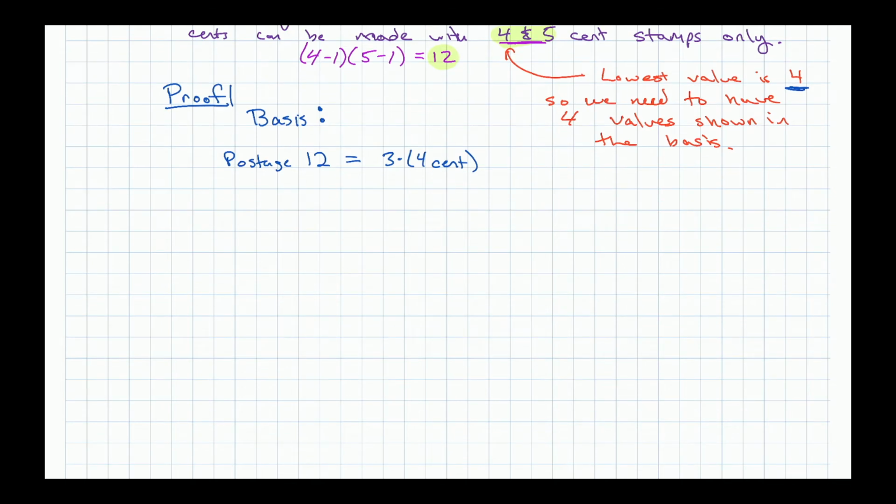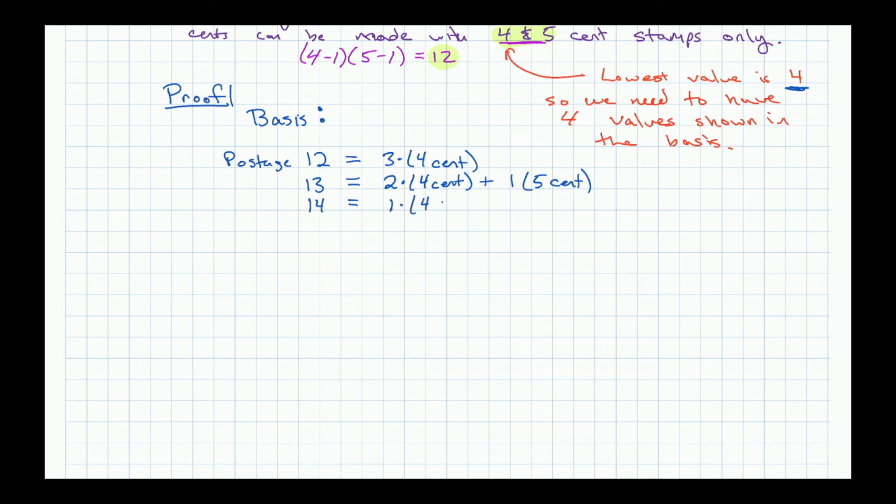All right, and then you do the same thing for the 13. How are you going to get 13? Well, you can figure it out, but the way you're going to do it is 2 4s and a 5. So you're going to need 2 of the 4-cent stamps, and 1 of the 5-cent stamps, and that's 8 and 5, which is 13. So then you do 14. For 14, you're going to need 2 5s and a 4.